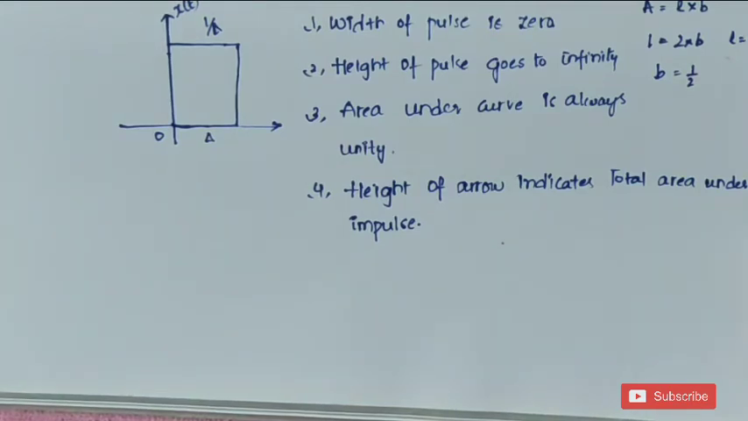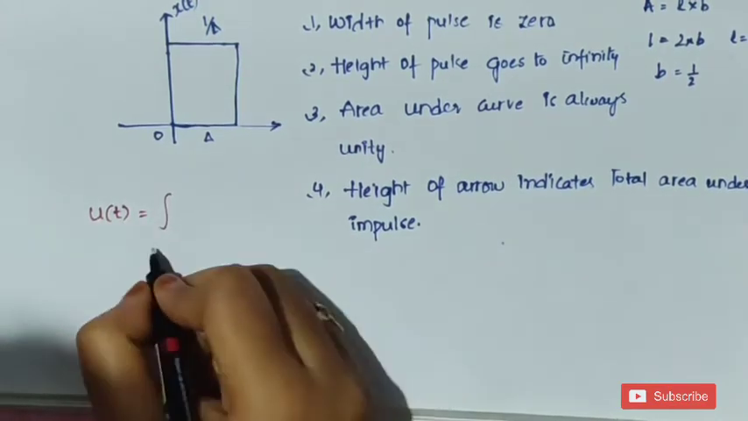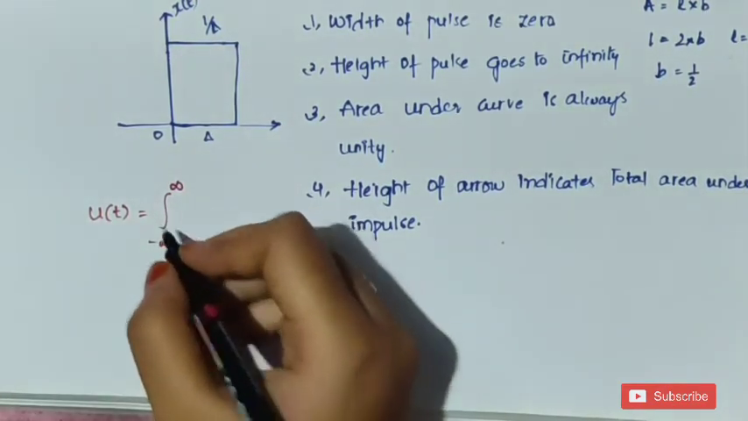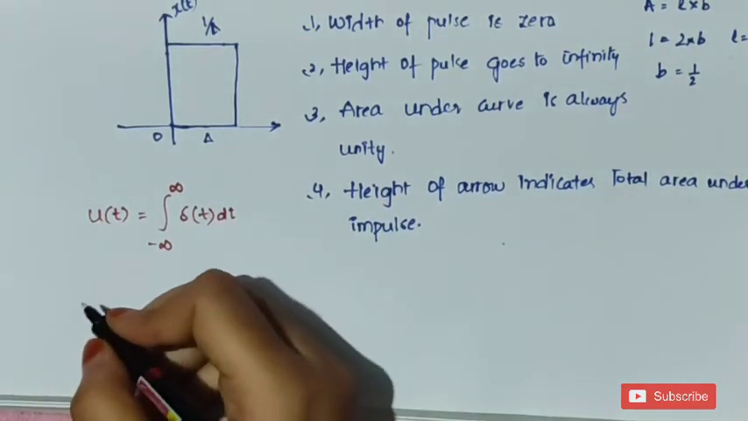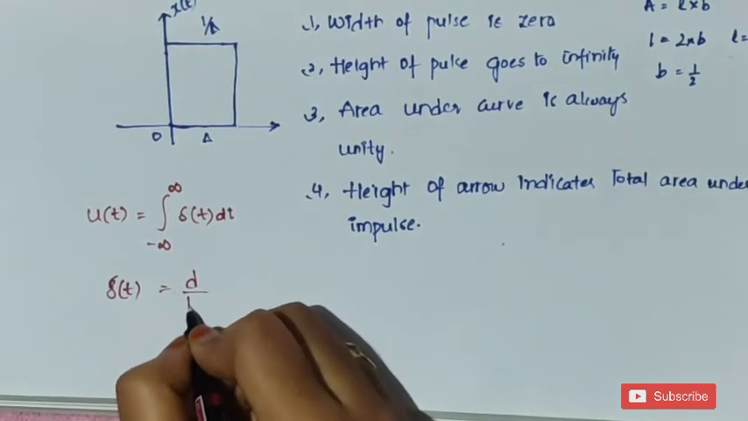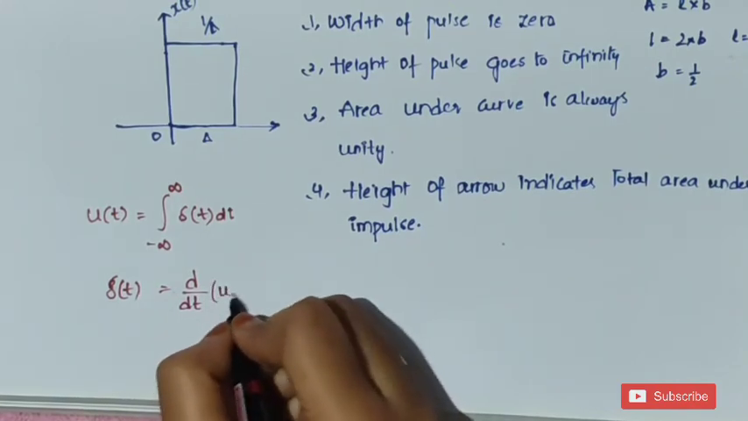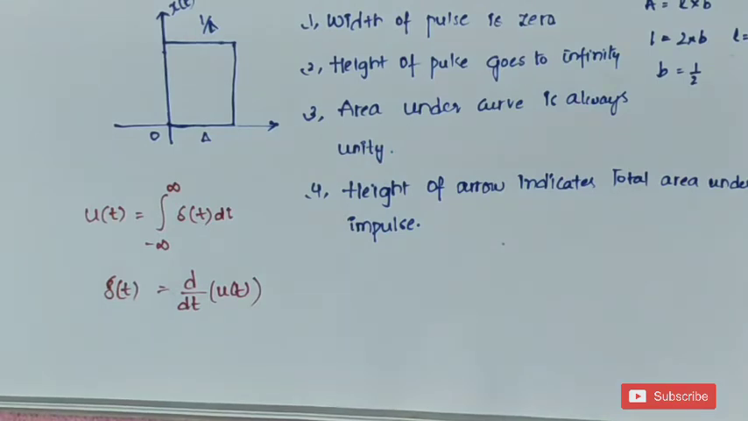The relation between the unit impulse and the unit step function is defined as u of t equals the integral from minus infinity to t of delta of t dt, or we can also write it as delta of t equals d by dt of u of t.